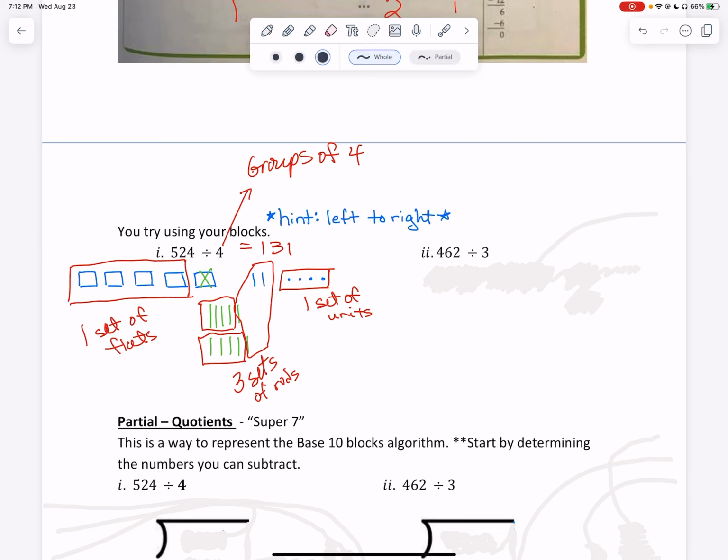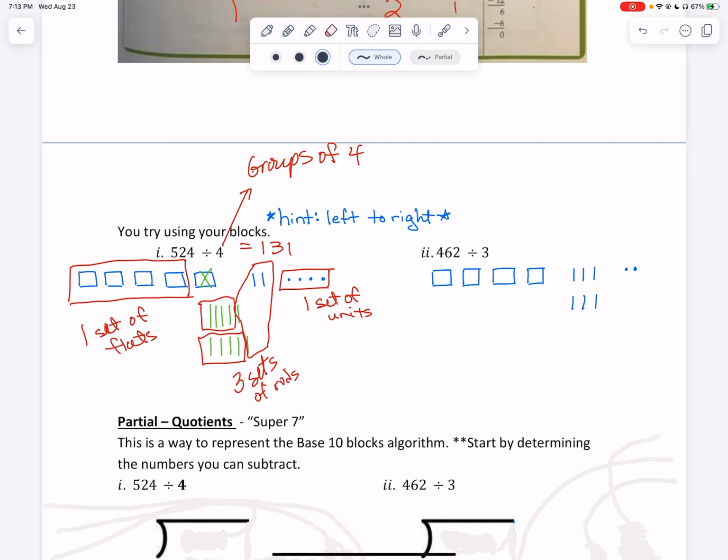Okay. So remember, I started from the left. Should have told y'all that to begin with. I'm starting from the left. Never start dividing at the units. We always start with the biggest. Okay. So let's do that one more time.